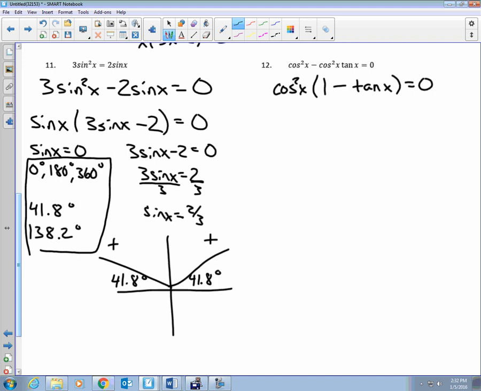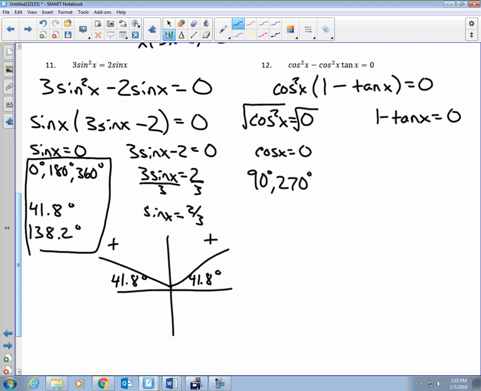Okay, I set up 2 equations. Cosine squared of x is equal to 0, and 1 minus tangent of x is equal to 0. How do I solve cosine squared equals 0? What do I do to both sides? Square root. Cosine of x is still equal to 0. Oh, hey, we can look at our sheet and see exactly where cosine of x is equal to 0. Very good. 90 degrees and 270 degrees.